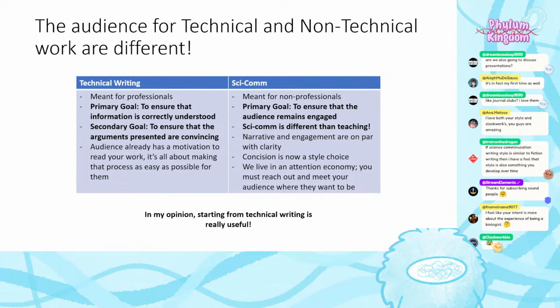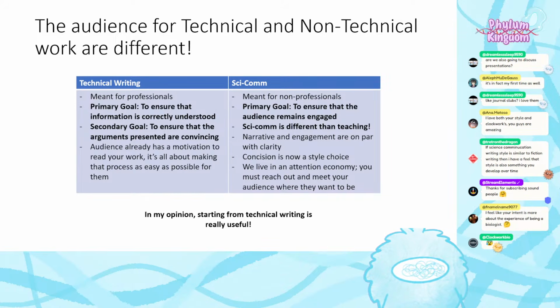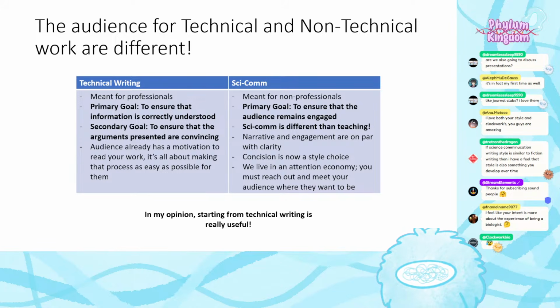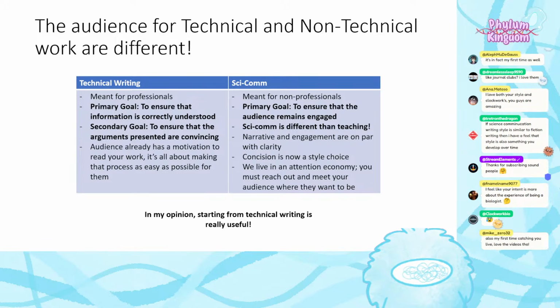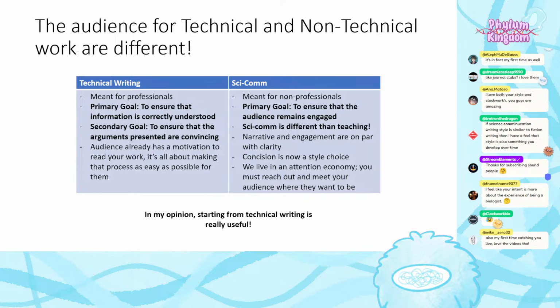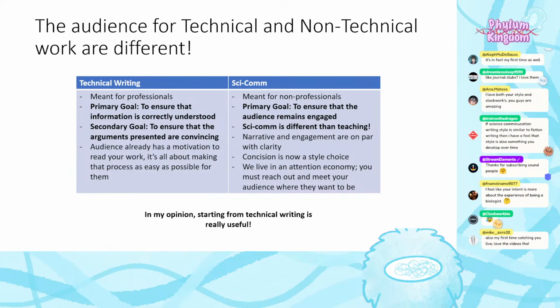Okay, so the important thing to note, I want to open up here with, is that technical writing and science communication are different, and so you should treat them differently, right? In undergraduate, you are likely going to be doing a lot of technical writing if you are a STEM major, and this type of writing is meant for professionals to read. The primary goal is to ensure that information is correctly understood, right? It's not to depict reality, right?